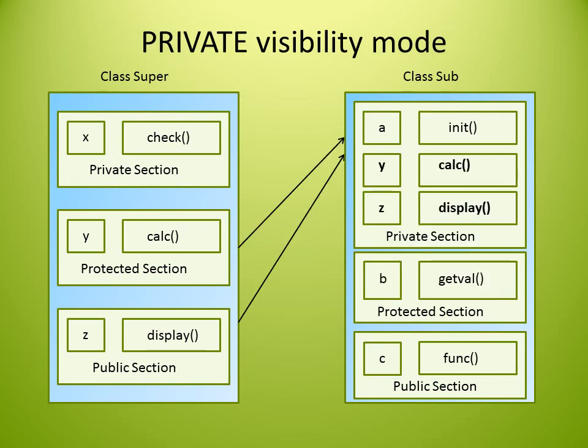Next, we move on to private visibility mode. In this mode, the variable and the member functions of the protected section and public section of the base class come into the private section of the derived class. You can see the diagram here. The protected section variable y and member function calc come into the private section of the derived class. In the same way, the variable z and the member function display of the public section from the base class come into the private section of the derived class.